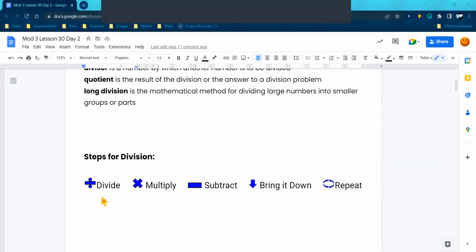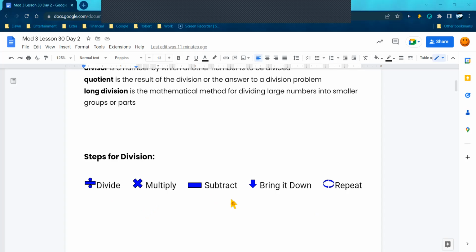Here are our steps. We need to divide, multiply, subtract, bring it down, and if we need to, repeat it all. And because we have multiple numbers in our dividend, we need to repeat. So remember these steps. Divide. How many times does the divisor go into our dividend? Then we need to multiply. We multiply the number we put in the quotient by our divisor to put underneath our dividend. And then the number under our dividend, we need to subtract it.